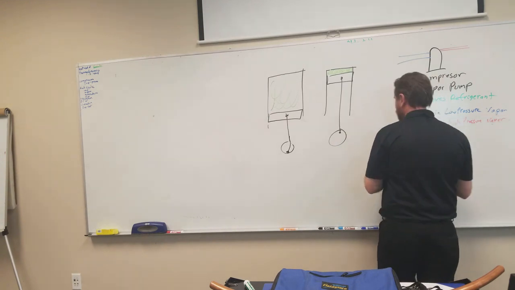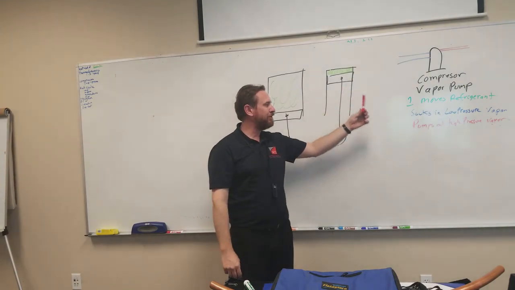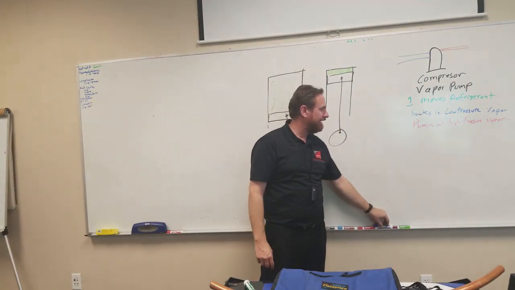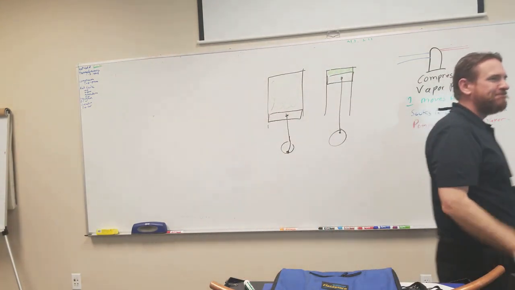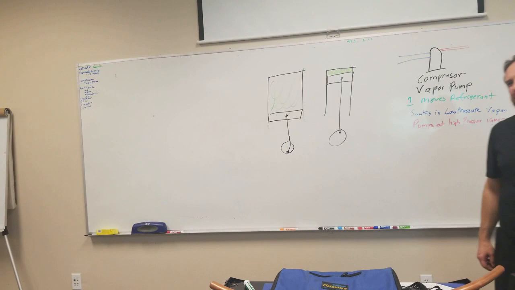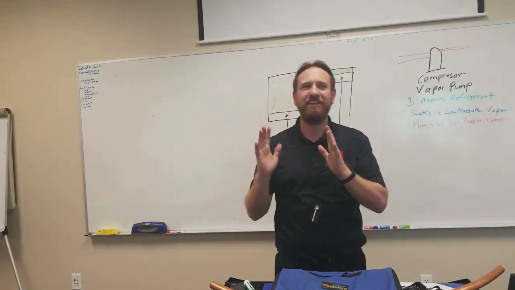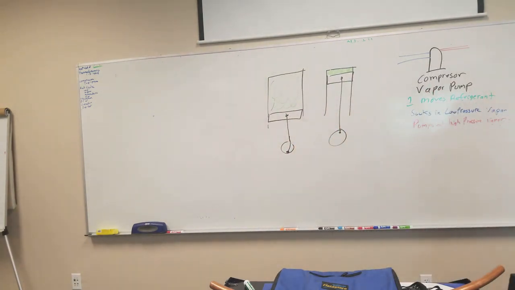I'm going to use blue for low pressure. I'm going to use red for high pressure. High pressure vapor, low pressure vapor. It is a vapor pump. Or hot and cold. No, that's going to be complicated. So we're just going to think of it as high pressure and low pressure, because hot and cold is going to get obscured by tomorrow.